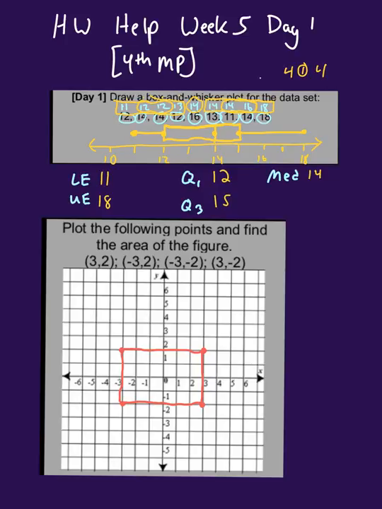Or you can find the length and the width. So if I count the length, I have 1, 2, 3, 4. So I'm going to write my 4 down. And the width, 1, 2, 3, 4, 5, 6. And I know area of a rectangle is length times width. So 6 times 4 is 24 square units.